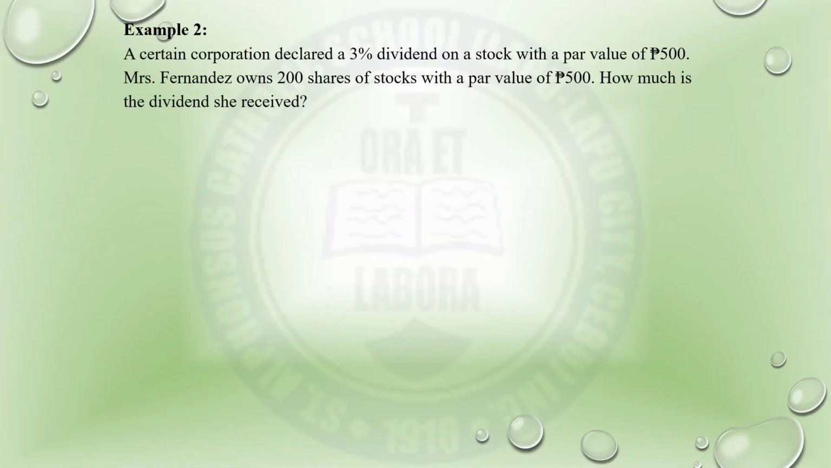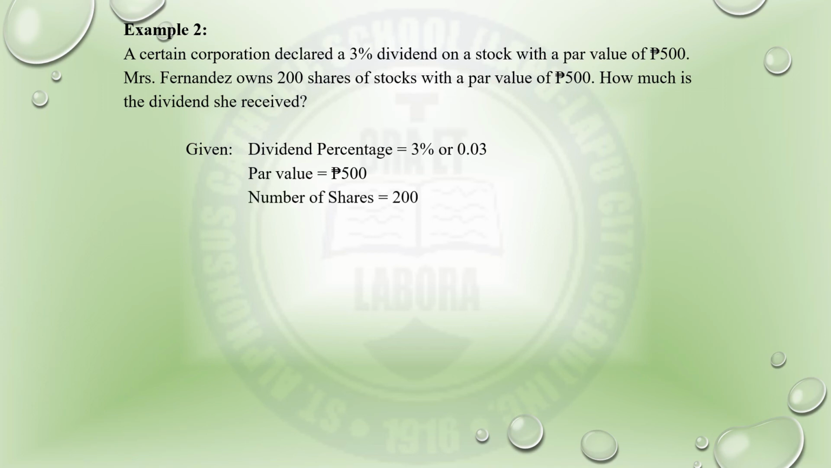For example number 2, a certain corporation declared a 3% dividend on a stock with a par value of 500 pesos. Mrs. Fernandez owns 200 shares of stocks with a par value of 500 pesos. How much is the dividend she received? The given dividend percentage is equal to 3% or 0.03. Par value is equal to 500 pesos. Number of shares is equal to 200. And we are going to find the dividend, her share in the company's profit.